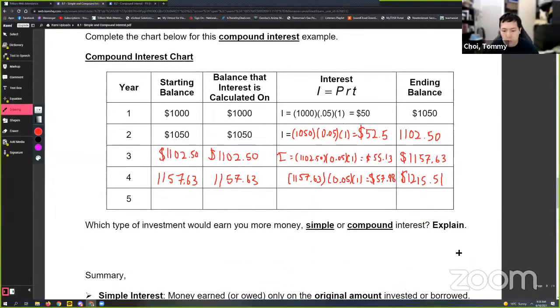So obviously, which one would you pick? Simple or compound interest? You can type it in chat. Which one's obviously better to save money or save more money? Yeah, compound interest is definitely the way to go. And that's why banks give compound interest. So banks don't actually give simple interest. It's all compound interest. It's based on how much money you have in your account, and you get paid interest from that value. Okay.